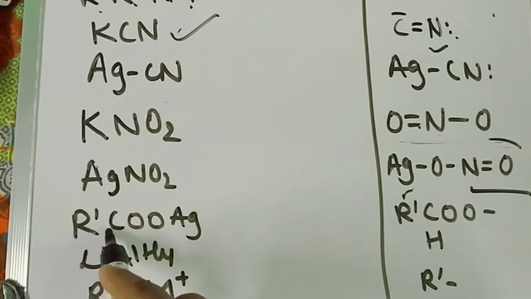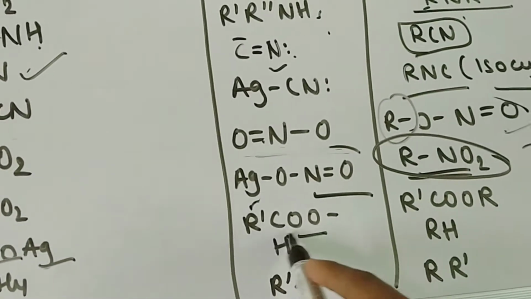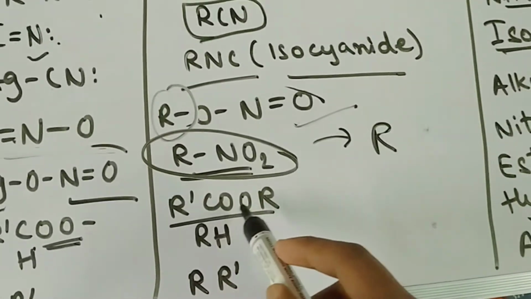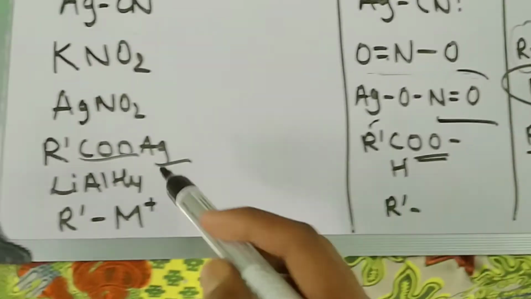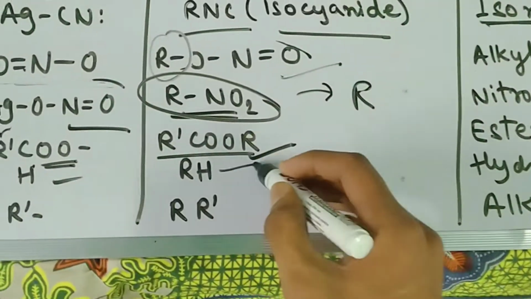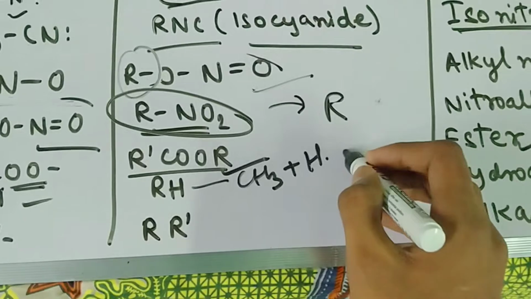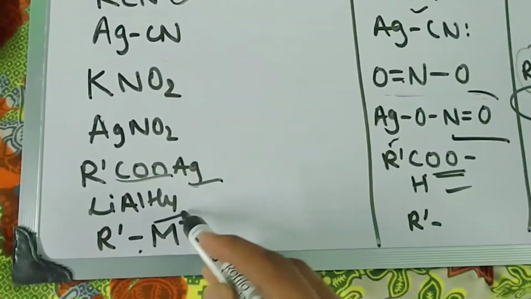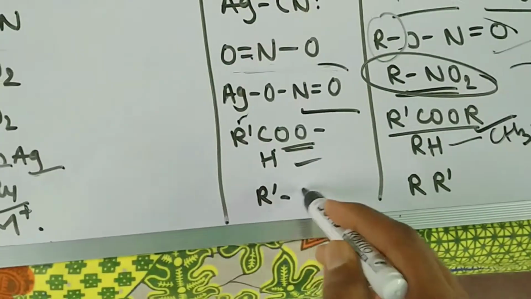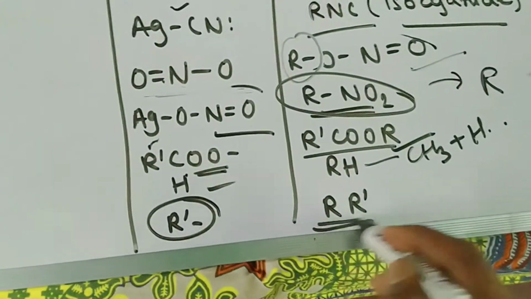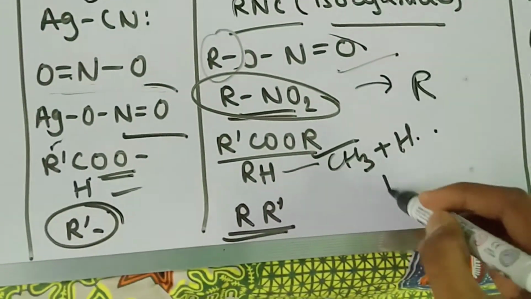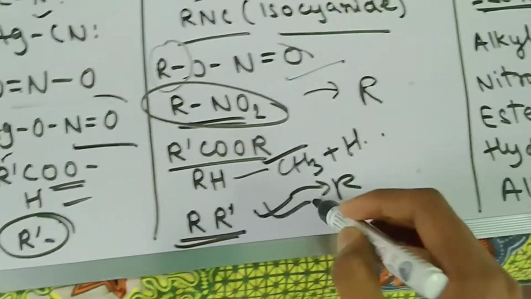Now we have RCOOAg. It gives us the reagent RCOO- and we get an ester, RCOOR. Here we take LiAlH4 and the reagent is H-, and we get CH3 plus H, which gives a hydrocarbon. And now we have our last nucleophile reaction, R- M+. We get our nucleophile R- and it attacks and forms an alkane.